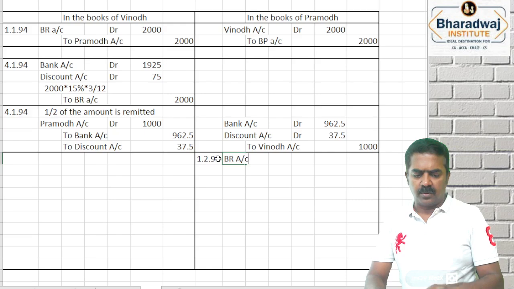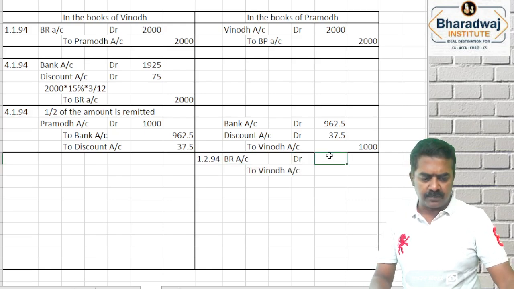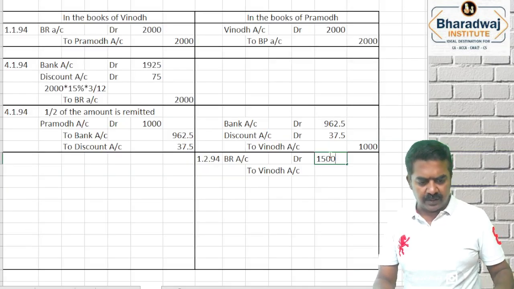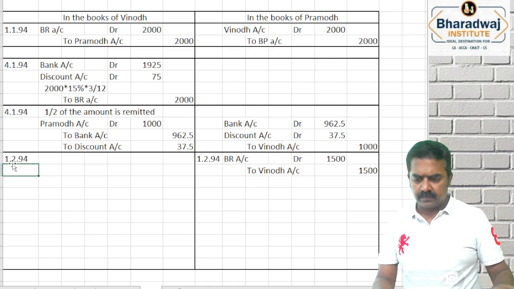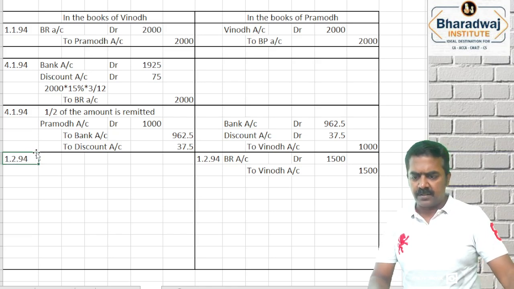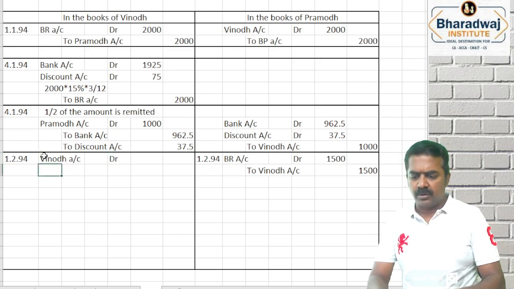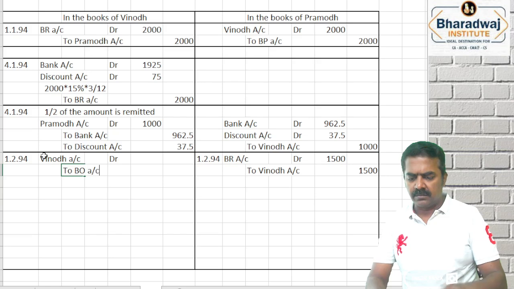Bills receivable account debit, Pramod is drawing to Vinod the account. How much? 2000 or 1500? 1500. It's a 4 months bill. Same date he is accepting the bill. What is the entry for acceptance? Vinod account debit to bills payable.